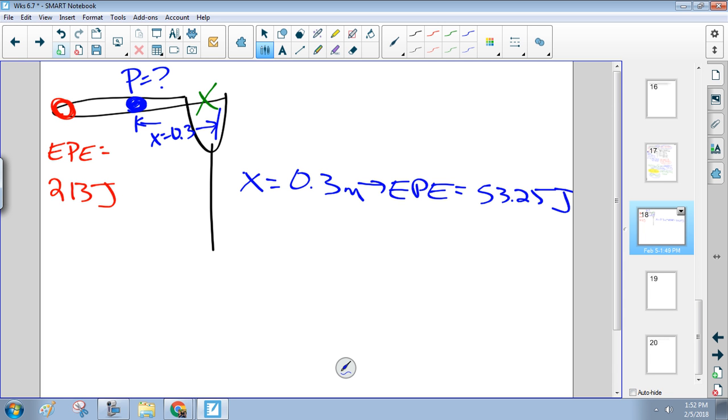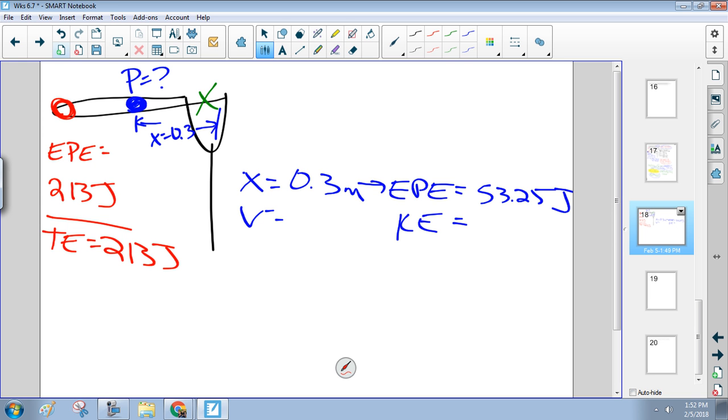So now what? I'm kind of stuck. We're trying to find the velocity, right? The only way I can find the velocity is to find the kinetic energy. But since I don't know the velocity, I don't know the kinetic energy, so I'm stuck. So I should ask myself, is the total energy changing? What do I know about the total energy? Well, over here, the total energy was 213, right?